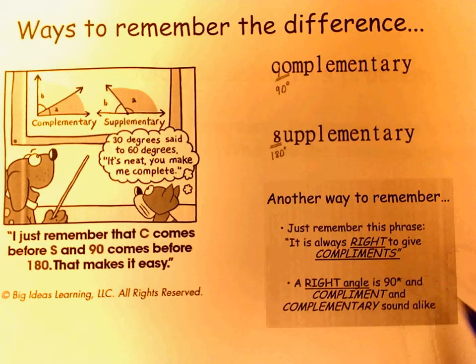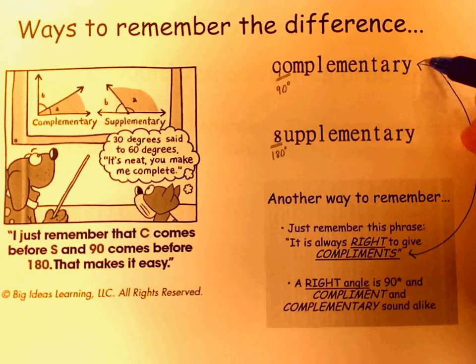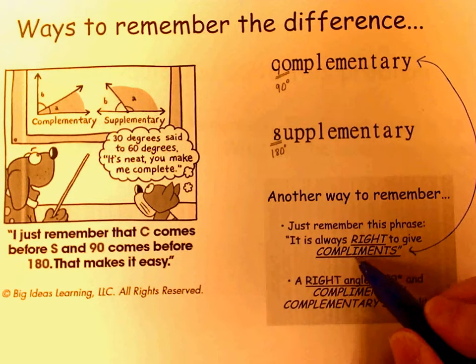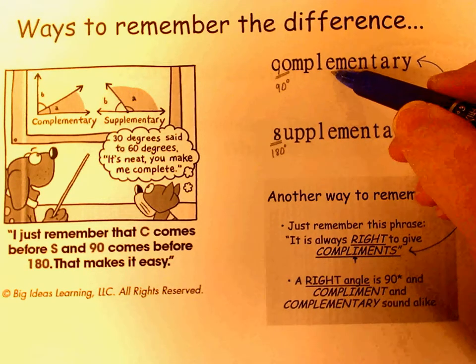It's always right to give compliments. And that means you're telling something nice to someone. Just note that these are not spelled the same way. So when you compliment someone saying that they look nice today, you're using an I here. When we talk about compliments in math, we use an E here.